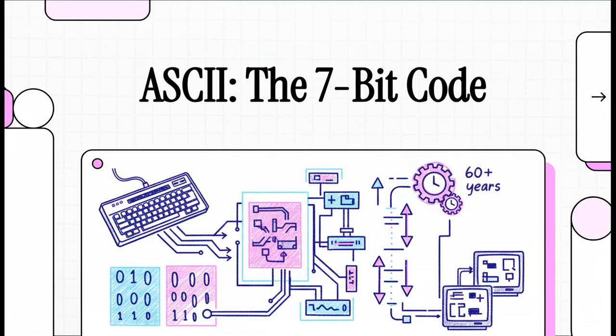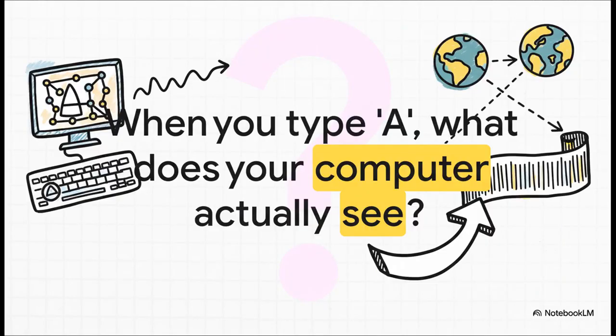Have you ever stopped to think about what's actually going on when you type on your keyboard? I mean, really, what's happening? Well, it turns out there's this fundamental language, this kind of invisible code that's been powering our digital world for over 60 years. And that code? It's called ASCII.